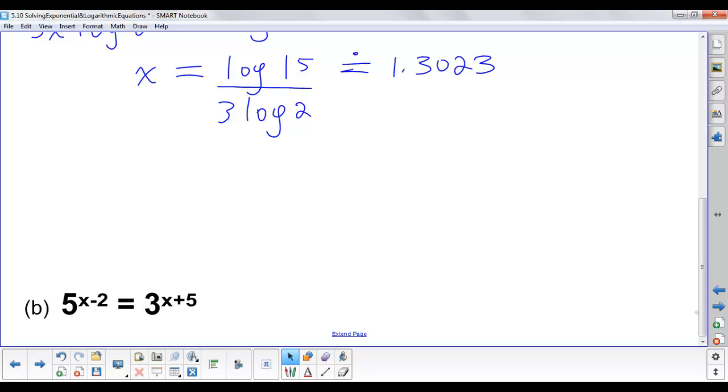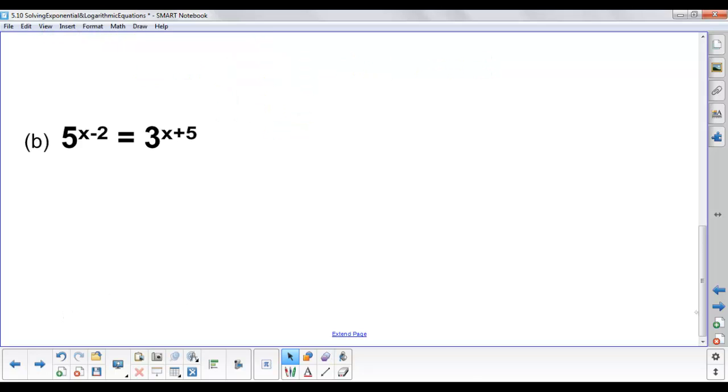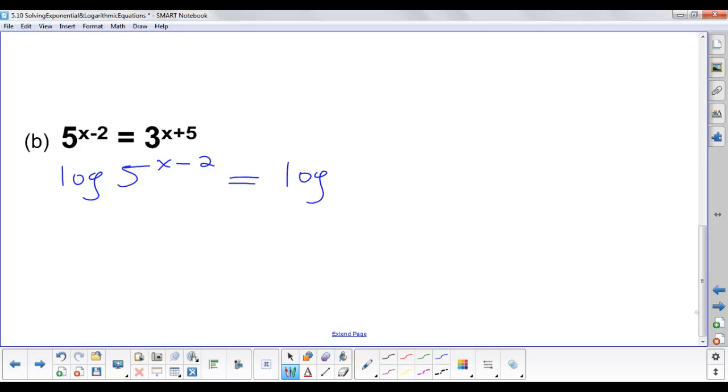So what we'll do, same basic approach as the last question, is take the logarithm of both sides to start. So I'd have log of 5 to the power of x minus 2. That would need to equal log of 3 to the power of x plus 5.